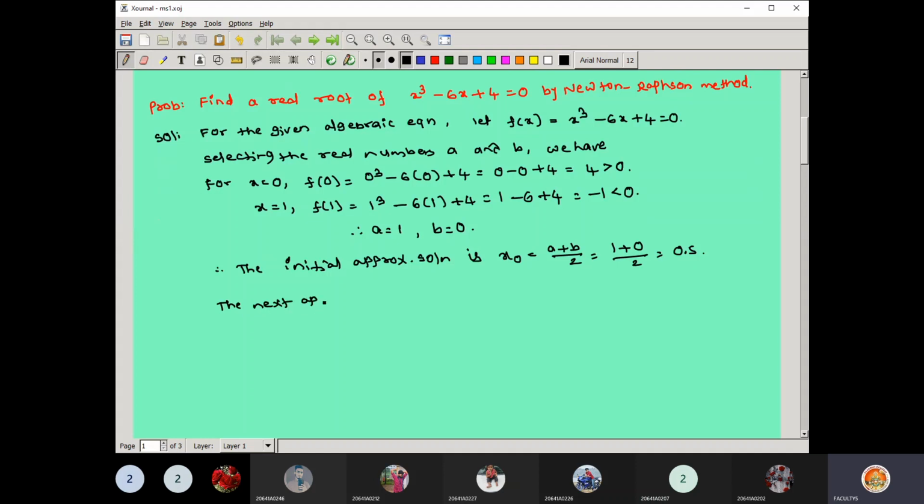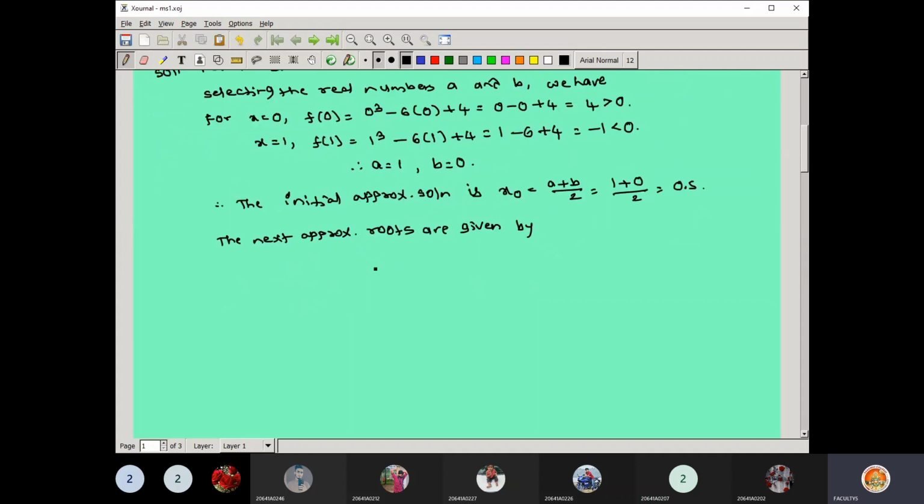The next approximate roots are given by, so we should use a separate formula for that. So that was given by Newton and Raphson. So as per the procedure, the formula is x n plus 1 equal to xn minus f of xn divided by f dash of xn. Here n is taking the value 0, 1, 2 and so on. Now you just substitute its corresponding values.